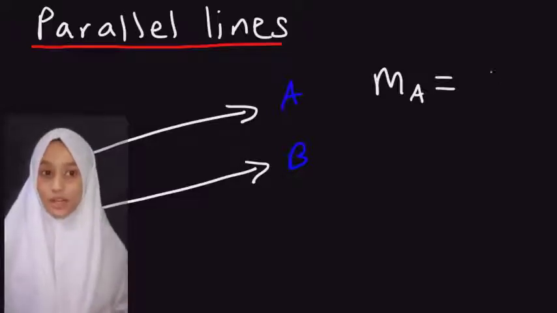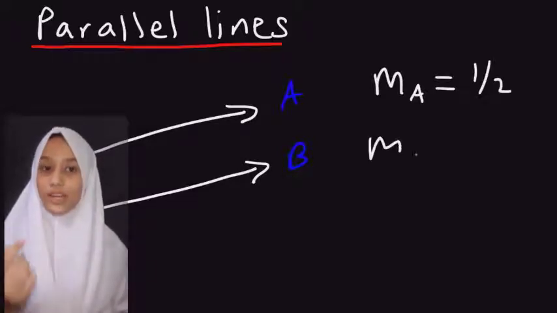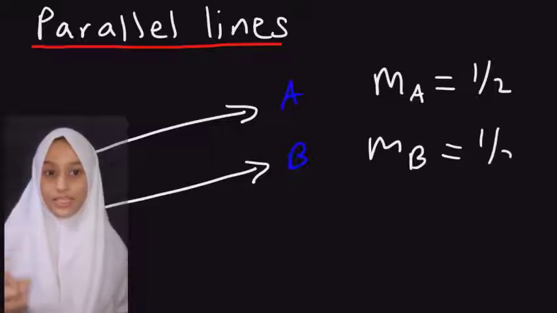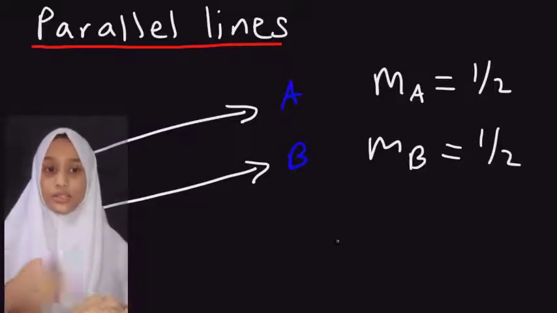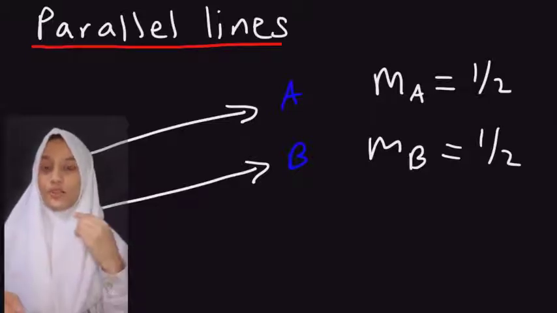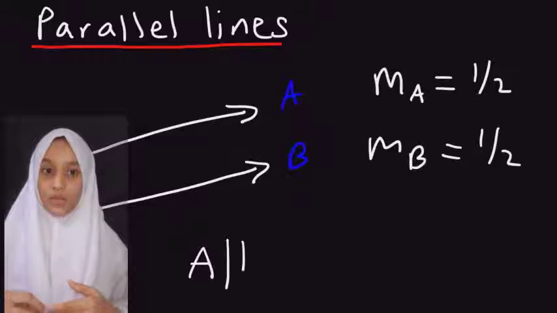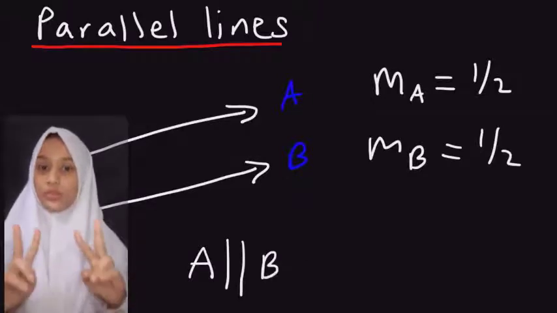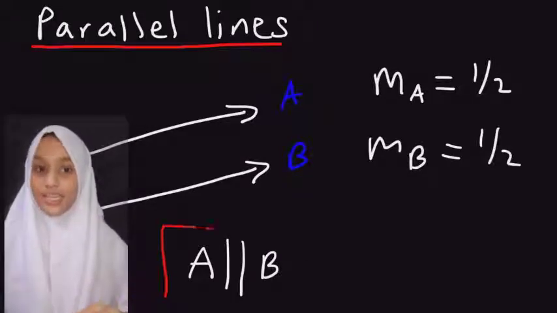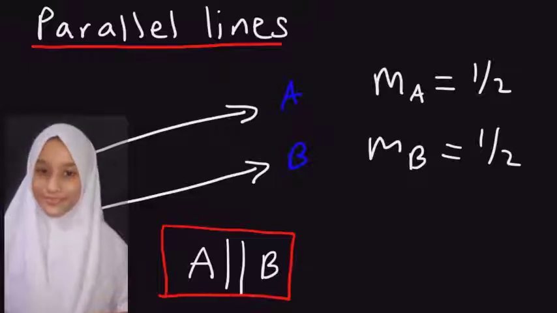The slope of line B will also be a half, and the way you can describe that these two lines are parallel is with the geometry symbol for it. It looks like this, so you say A is parallel to B. You would use two lines to indicate that A is parallel to B.